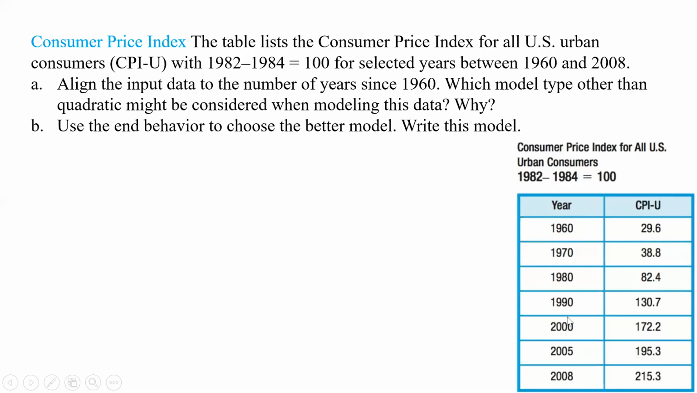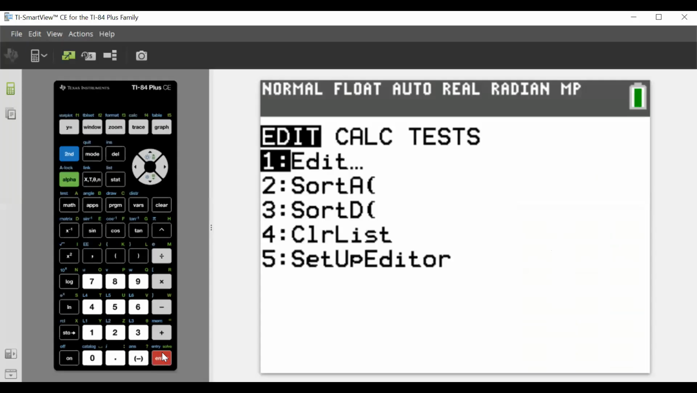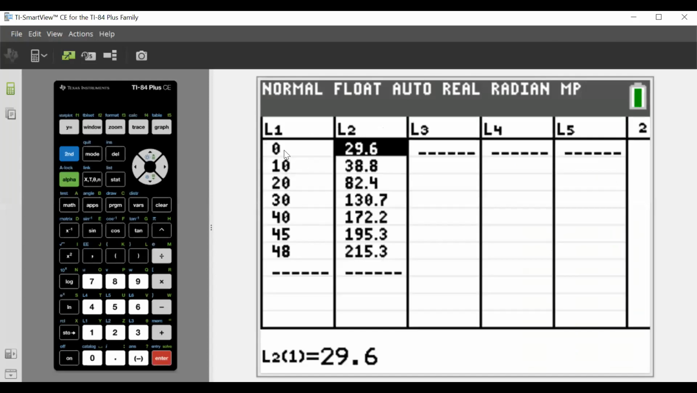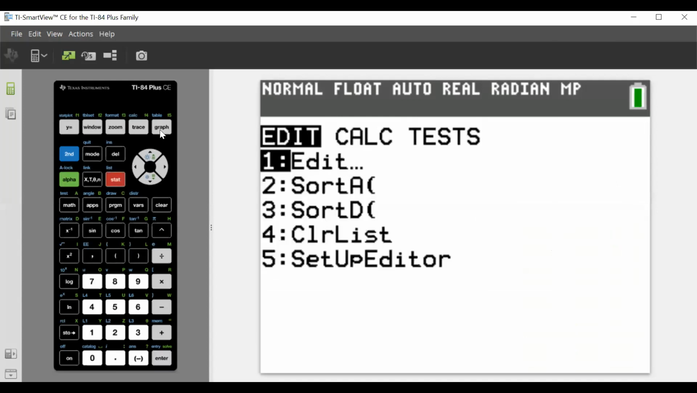Now, which model type other than quadratic might be considered when modeling this data and why? And use the end behavior to choose the better model. Write this model. All right, so let's go ahead and do this. Let's go to our calculator. I have put this in, aligning 1960 as 0 and 2008 as 48, and then we have our data here.